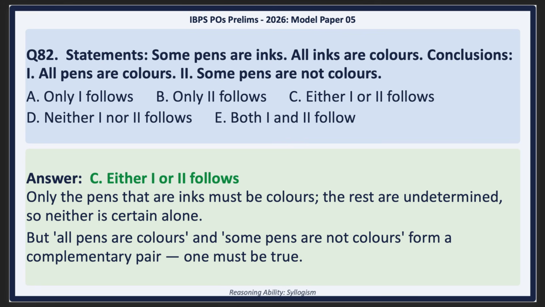It is a brilliant trap by the exam writers. This brings up an incredibly important rule. Only the specific pens that overlap into the ink circle are guaranteed to be colors. But what about the rest of the pen circle hanging out on its own? Oh, right. We don't know anything about them. Exactly. They might be colors or they might not be. The exam didn't tell us. So neither conclusion is a proven certainty on its own. So we can't definitively say they all are, and we can't definitively say they aren't. Right. However, look at the language. Conclusion 1 claims they all are. Conclusion 2 claims some are not.